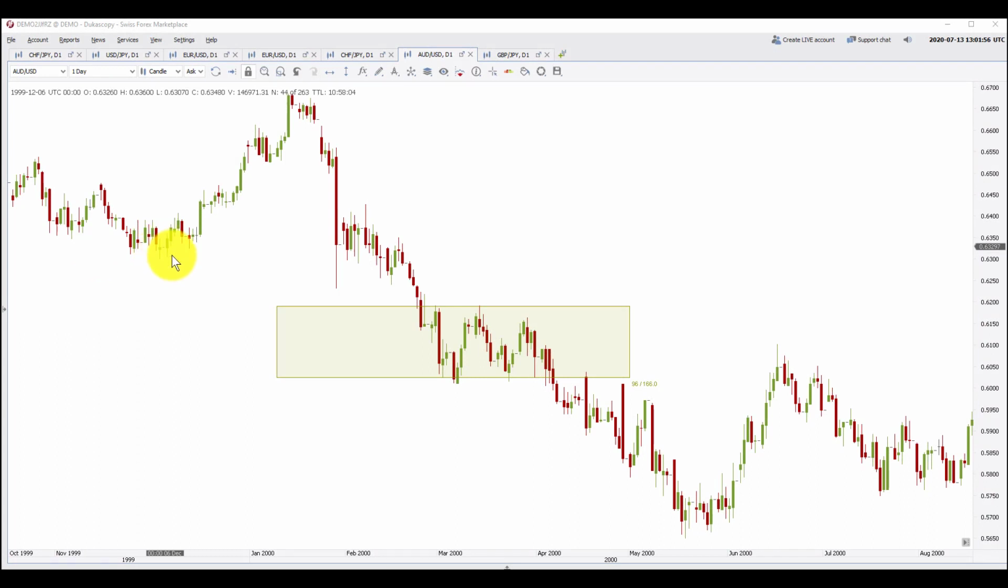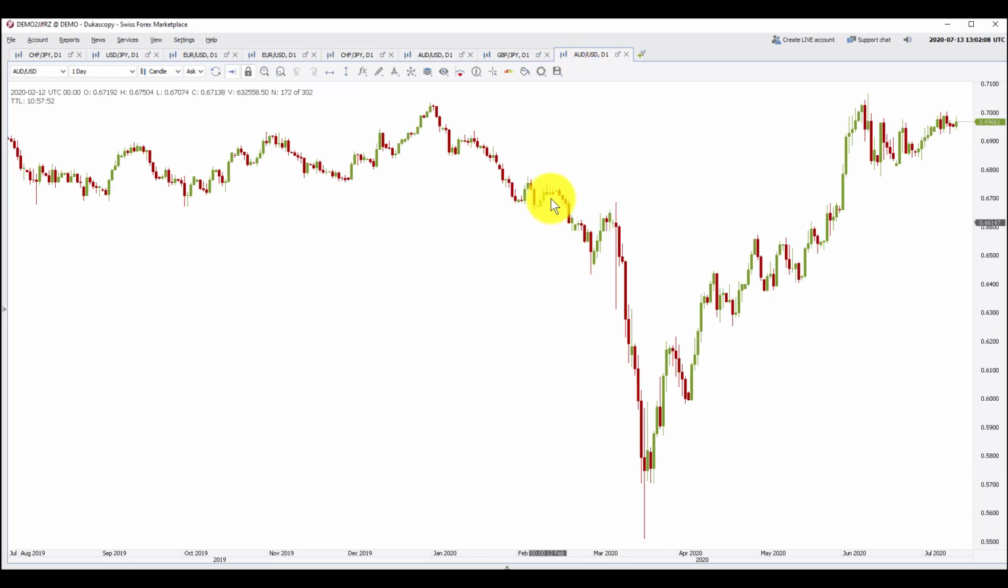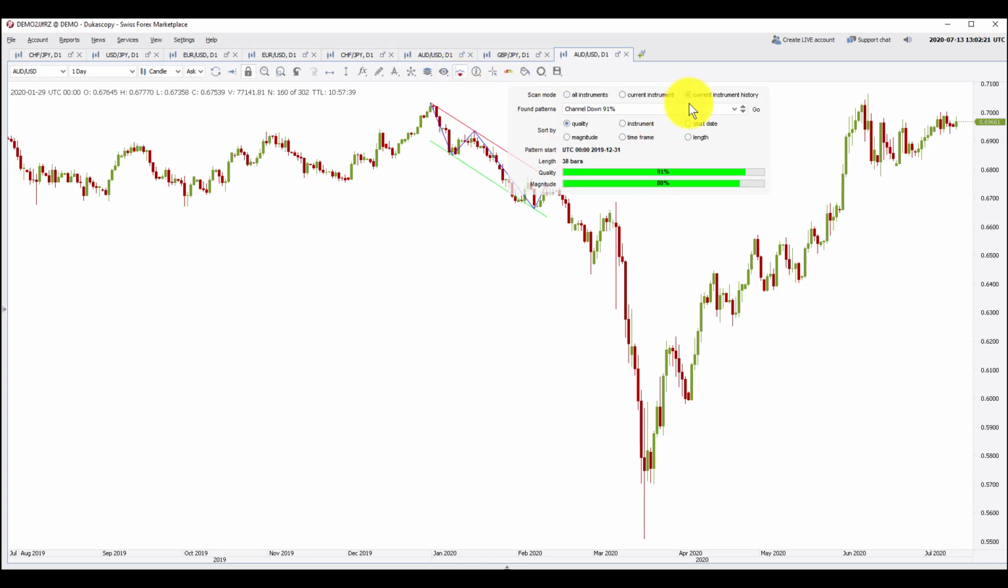Okay friends, the first example of the rectangle that we have is of Australian dollar versus the US dollar. This is a random example I have taken out from the history. I will just explain how I take it. You open any chart, then you go to the JForex platform and click on the pattern analysis widget. Once it is opened, I open the current instrument history and look for any rectangle formation.